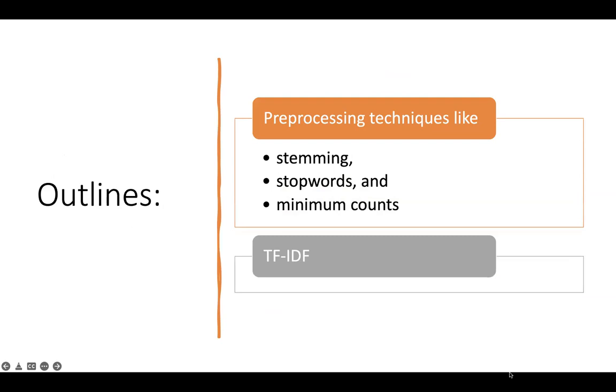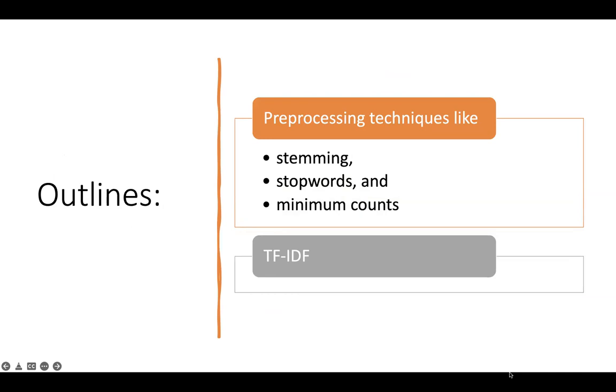So in this lecture, we learn about how to implement several preprocessing techniques like stemming, stop words, and minimum counts. And also we understand the concept of feature vectors in natural language processing. And at the end, we get familiar with what we mean by Tfidf.